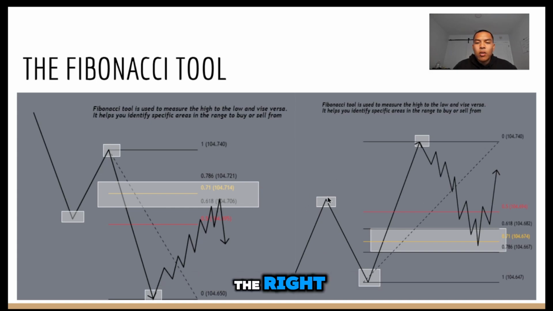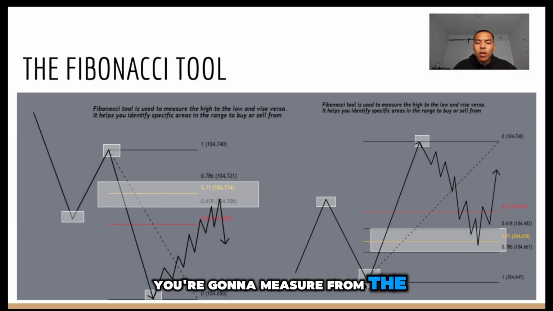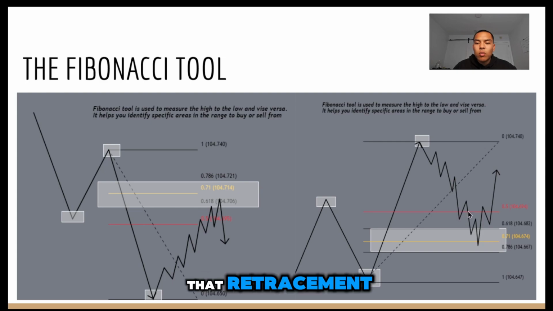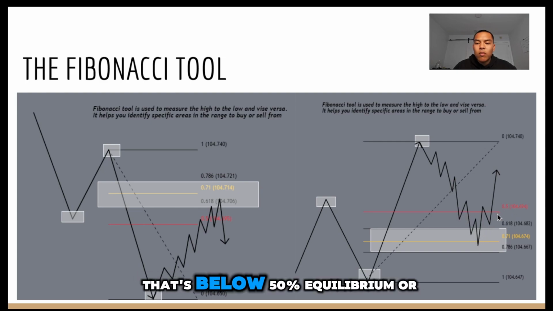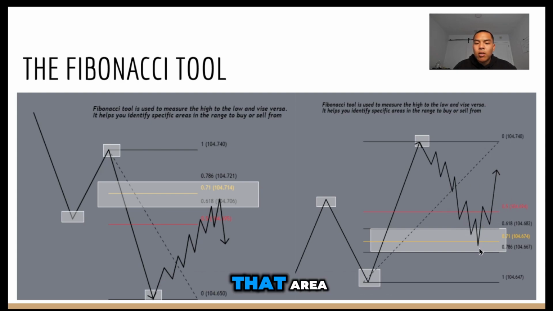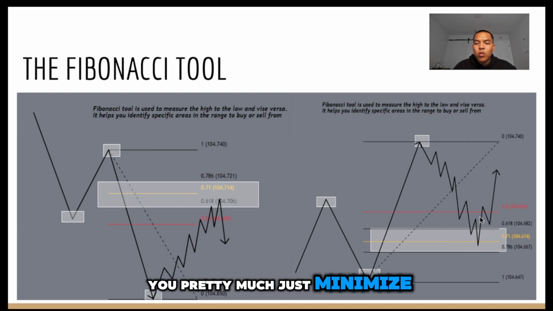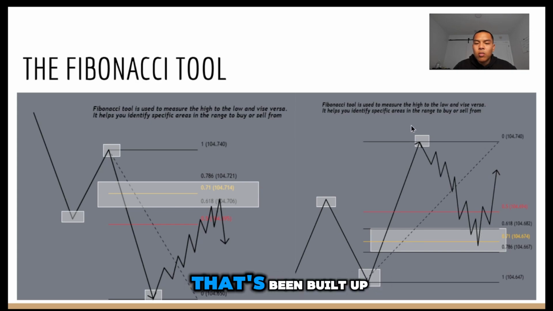And then right here to the right, we have a bullish market example, right? So there's a higher high, higher low, and then new higher high. Price closes above this current higher high, making it a new range. Then with the Fibonacci tool, you're going to measure it from the higher low to the higher high. And as you wait for that retracement back into the premium discounted level, that's below 50% equilibrium or 50% of that range, then as it comes into that area, you're going to look for signs that it's going to continue buying. And then from there, you pretty much just minimize your risk and maximize your reward. Once price exits these premium discounted levels, it'll then search all this external liquidity that's been built up.